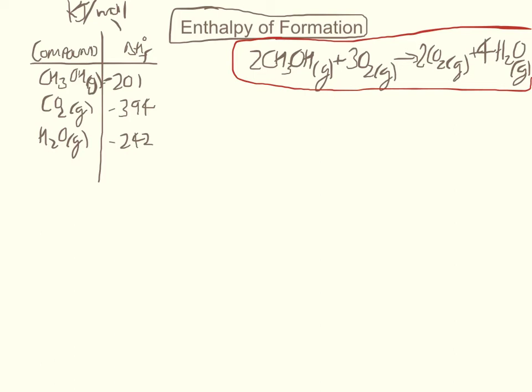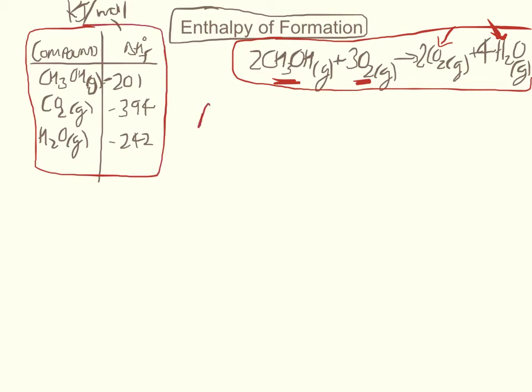You should have said that it is a combustion reaction because we have a molecule combining with oxygen to produce carbon dioxide and water. Now we want to figure out what is the enthalpy of formation of this reaction. Well, the way we do these problems is we're usually given a table like this, where the enthalpy of formations of each compound is given.